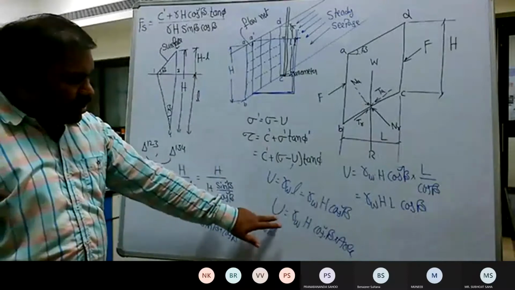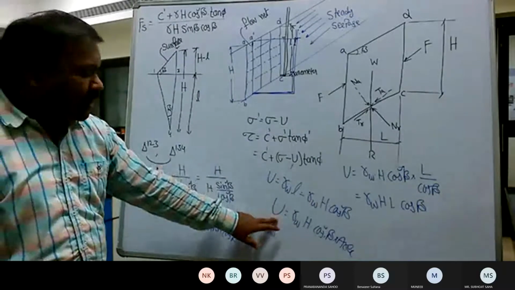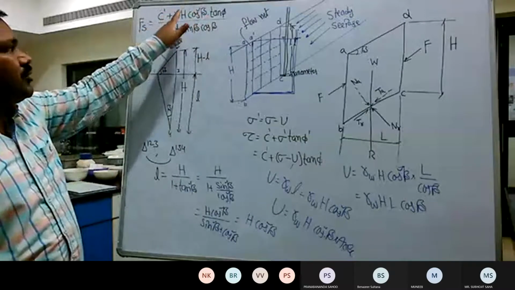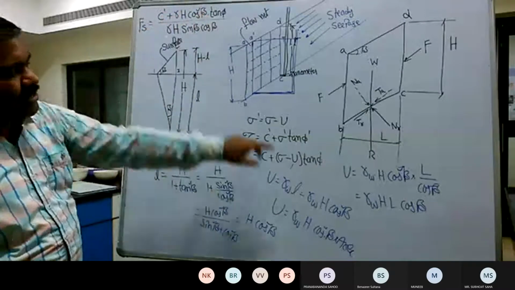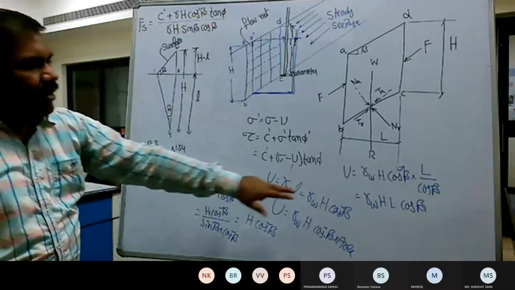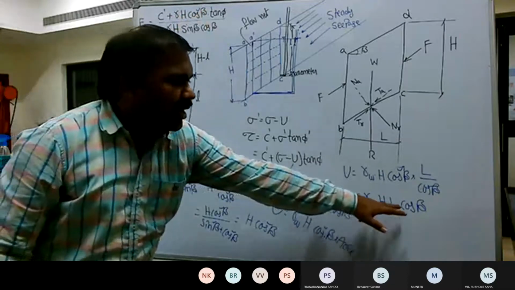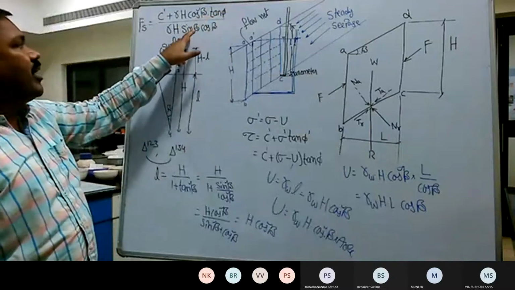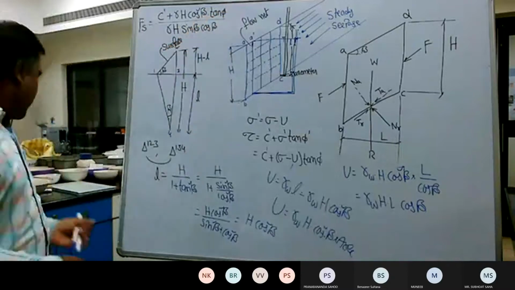So now we know the U component. Substitute everything in the numerator. Now C dash is equal to sigma minus U, where sigma is gamma H into cos square beta minus gamma W into H into L into cos beta, whole multiplied by tan phi divided by gamma H into sin beta cos beta.